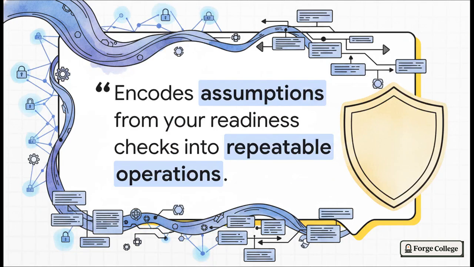Before we go, I want to leave you with this final provocative thought. Automation isn't just about speed, it's about encoding your assumptions into repeatable, fail-safe operations. And that right there is the true value of a deployment script. It literally protects you from yourself. I really hope this explainer gave you a solid conceptual model to work from.